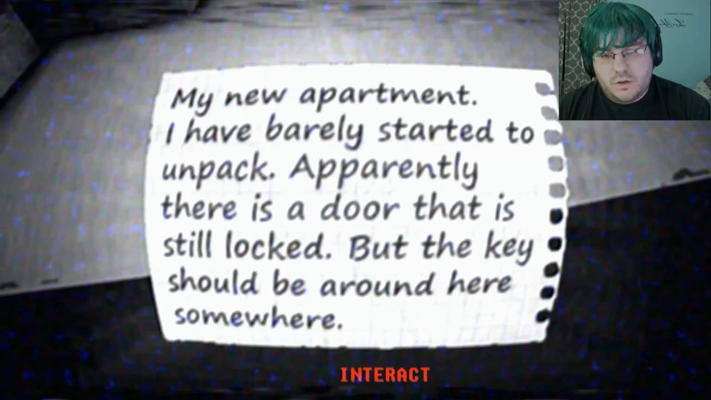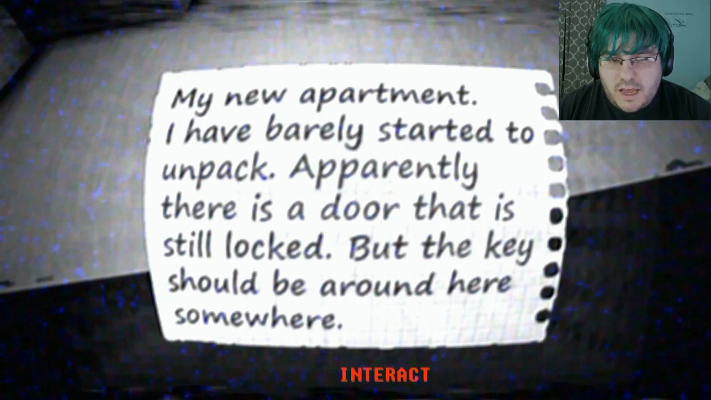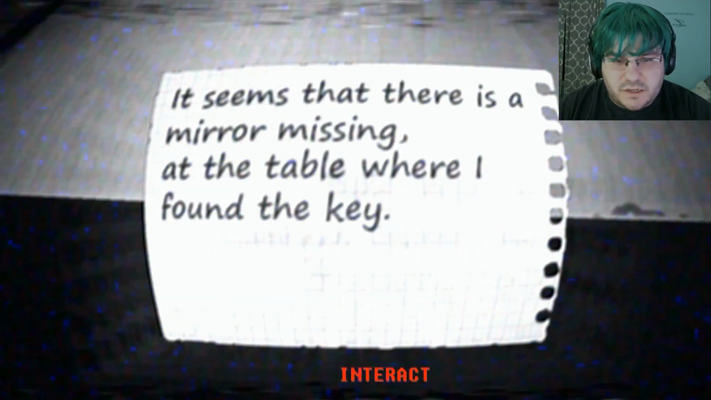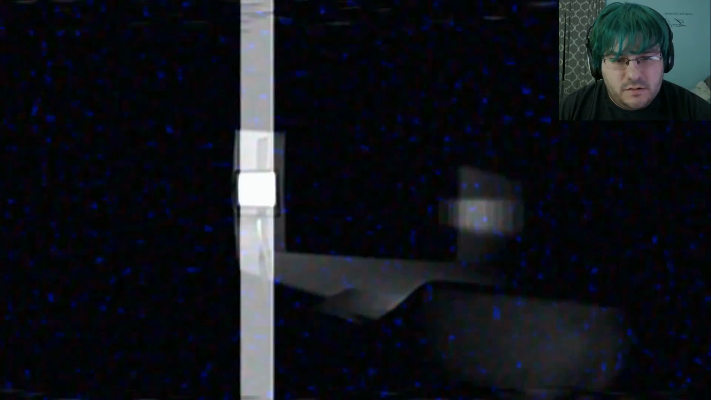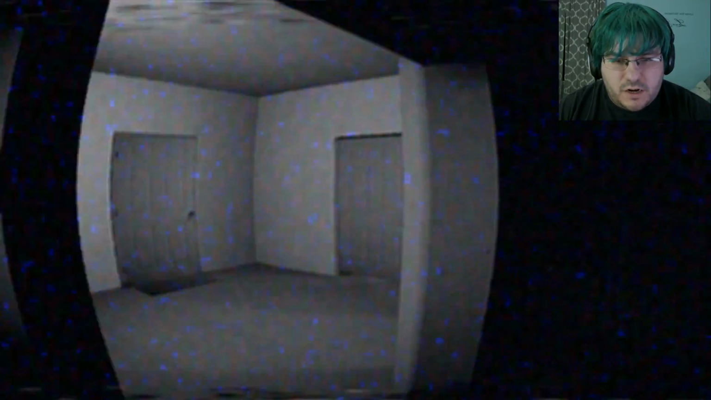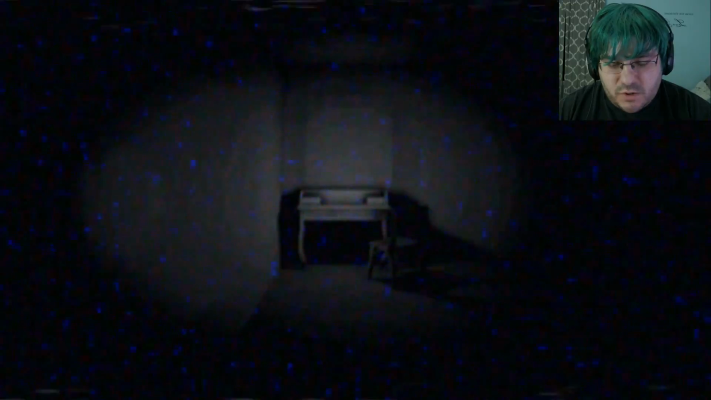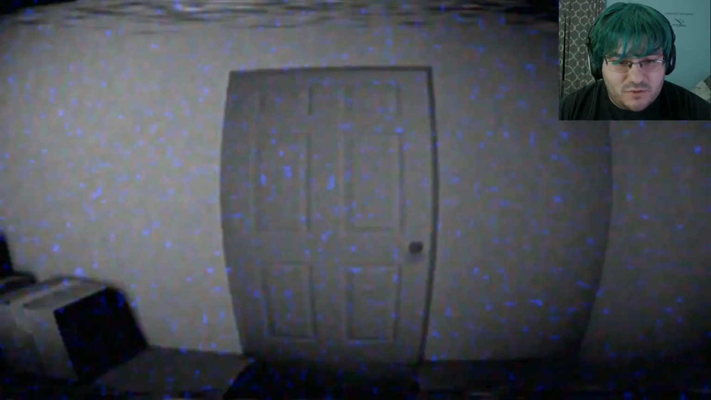Oh, there's a key. Got it. What? My new apartment, I have barely started... Okay, there we go. Where's this one? It seems that there is a mirror missing at the table where I found the key. Okay, why did I come back here to write this note? Why didn't I just go look at the mirror? I guess, in the game's world, it's because I can't actually talk to myself. Ah, that is going to hurt my eyes, and I don't even have any kind of risk of epilepsy.